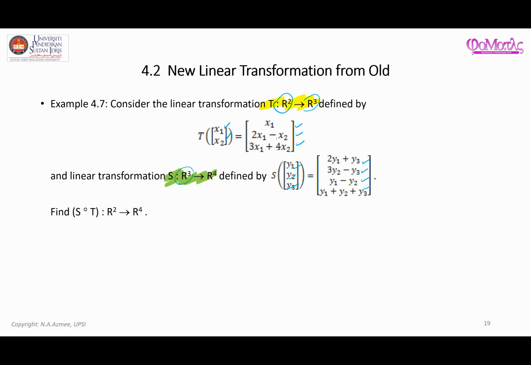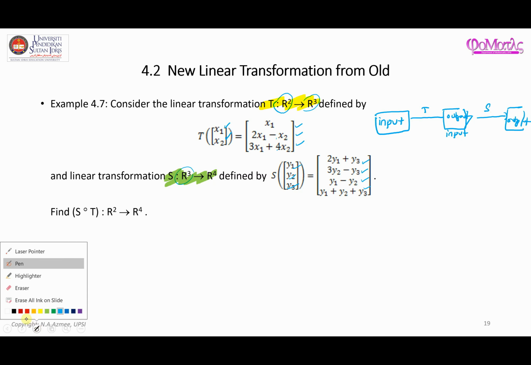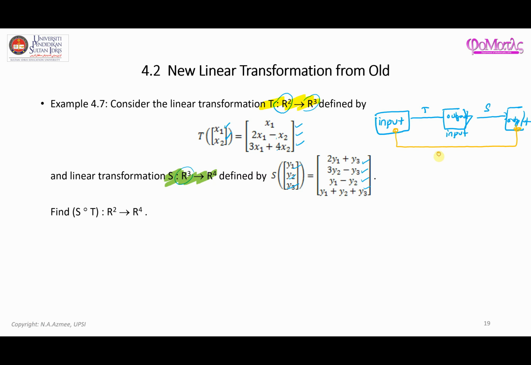And again, what we're looking to find is a direct way. So for example, here it starts from an input given to T, and you get some output. This output also becomes an input, which is given to S, and then you get this output. What we're looking to find is a direct way from this point to this point here, and this is defined as the composition of the two transformations S and T.